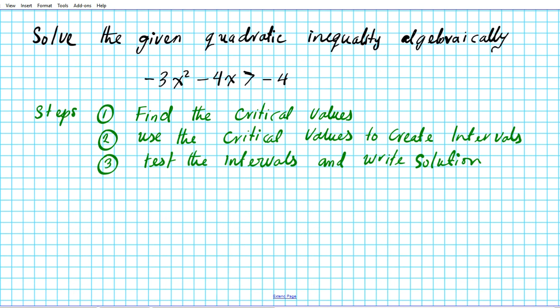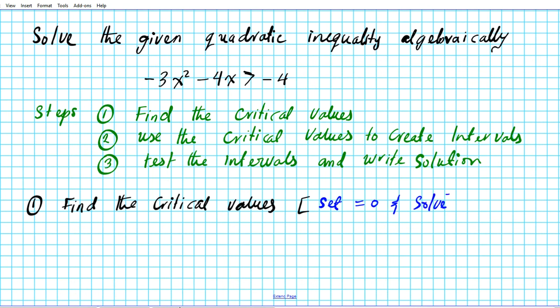Okay, let's go ahead and get started. We'll start with step 1, which is to find the critical values. How do you find the critical values? To find the critical values, you simply set the inequality equal to 0 and solve.